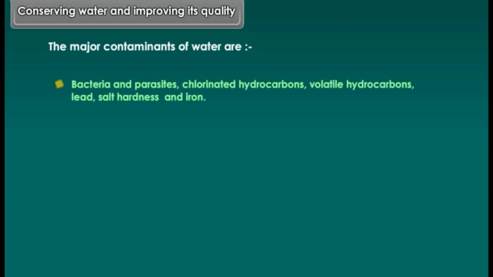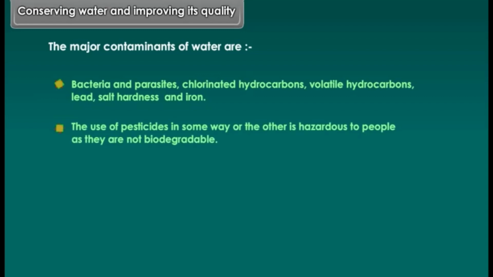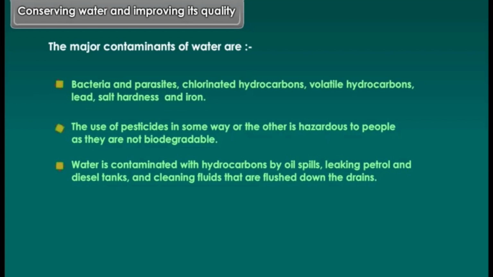Conserving water and improving its quality. The major contaminants of water are bacteria and parasites, chlorinated hydrocarbons, volatile hydrocarbons, lead, salt hardness, and iron. The use of pesticides in some way or the other is hazardous to people as they are not biodegradable. Water is contaminated with hydrocarbons by oil spills, leaking petrol and diesel tanks, and cleaning fluids that are flushed down the drains.